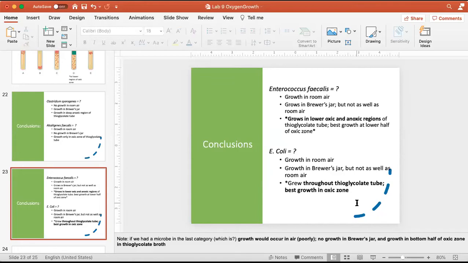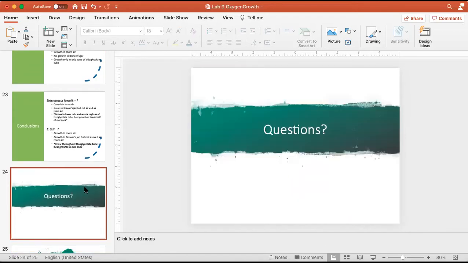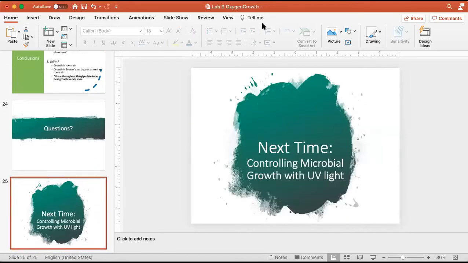And we didn't have a microaerophile, but if we had one, we would have seen this. Growth only in the lower portion of the oxic zone. A microaerophile loves air, loves oxygen, but only in micro amounts, low amounts. Good job.